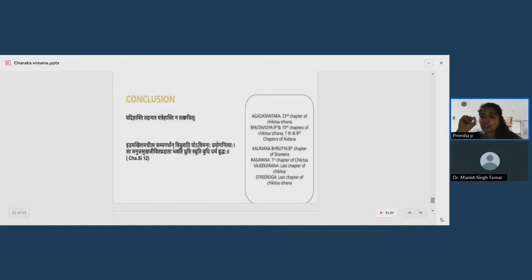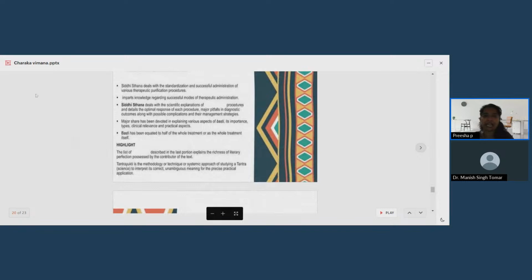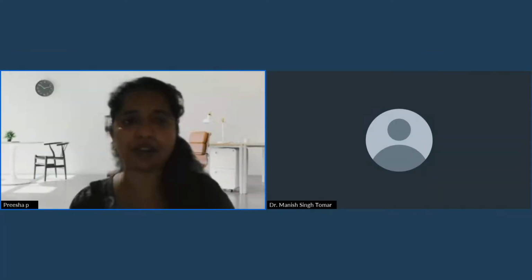When we are discussing Bodha Vidya, there are explanations from the Chikitsa Sthana 9th and 10th chapters and the 7th and 8th chapters of Nidanasthana. For Kaumara Bhritya, the 8th chapter of Sharirasthana is explained. Rasayana and Vajikarana are the first and the last chapters of Chikitsa. Stri Roga is in the last chapter of Chikitsa Sthana. These are the important areas of Charaka overall. Then we will discuss something about the shlokas of Charaka Samhita, and then the chapter-wise areas you have to stress.